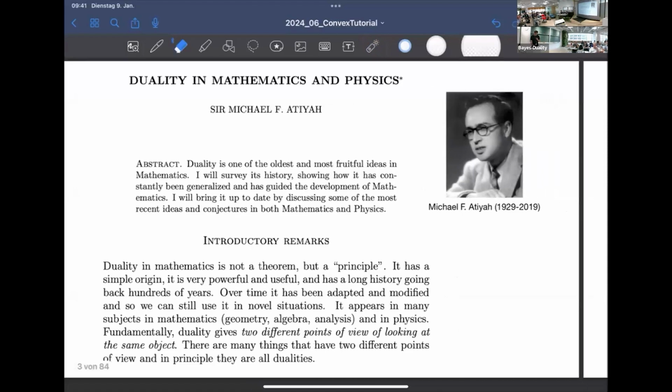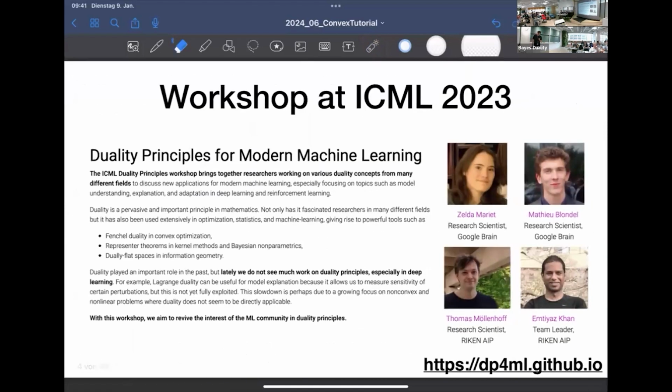Okay, so we were also organizing a workshop at ICML 2023, which we fittingly called Duality Principles. As Atiyah said, duality is not a theorem, but it's a principle. So we were organizing last year this workshop on duality principles for modern machine learning, together with Zelda, who's also here somewhere. Yeah, she's sitting over there. And I think she will also give a talk on the last day, maybe, on some uses of duality. And also Mathieu Blondel and Emti.